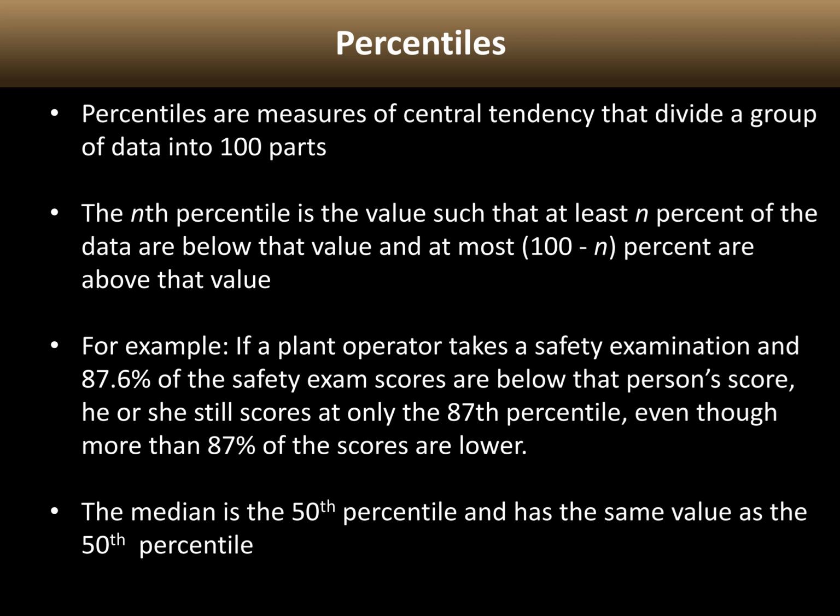Moving on to percentiles and quartiles. Percentiles are measures of central tendency that divide a group of data into 100 parts. Just like we divided our data in half when we found the median, we continue to divide it up into 100 parts, and each of those is a percentile. So you would have the first percentile, second percentile, and so on. And the 50th percentile is the median.